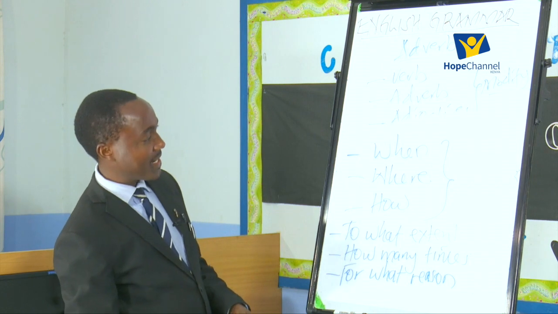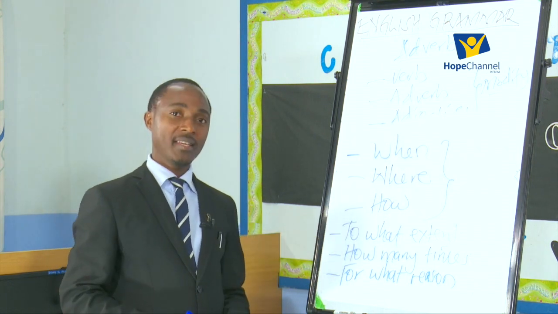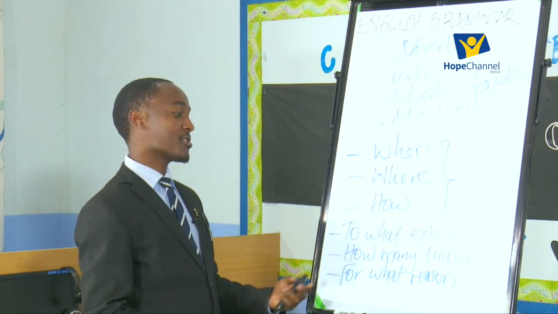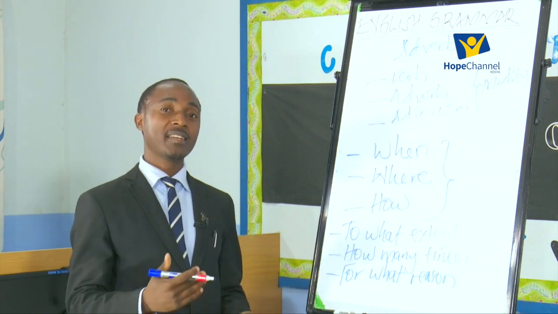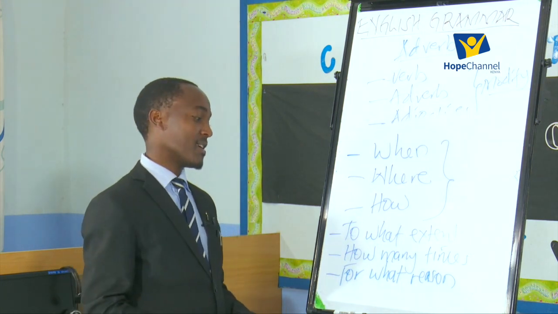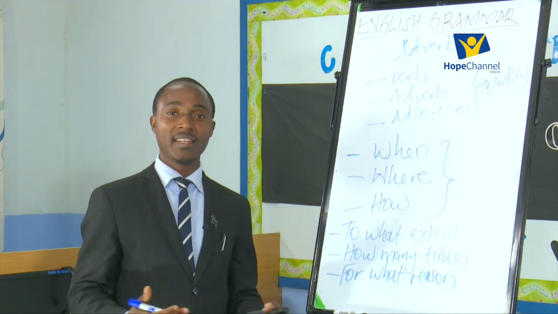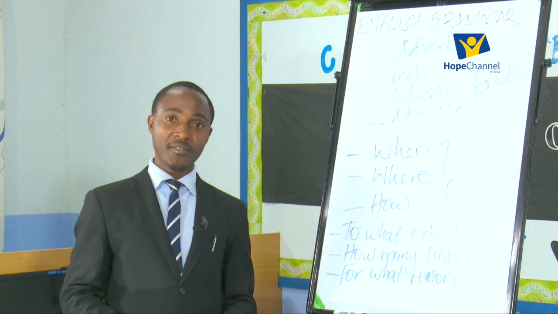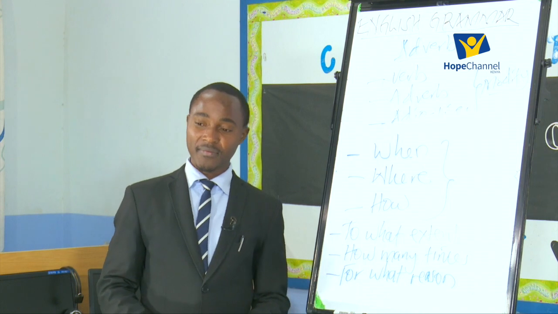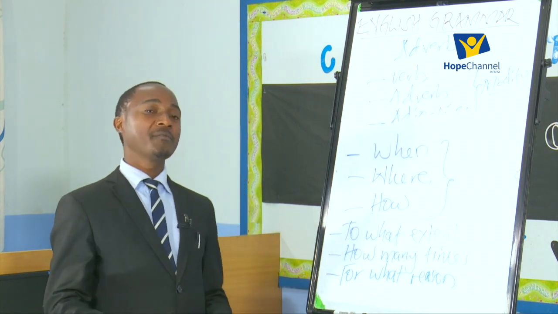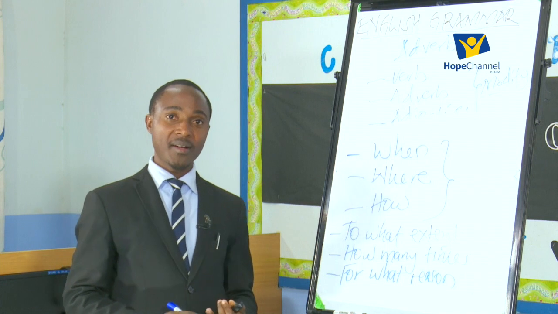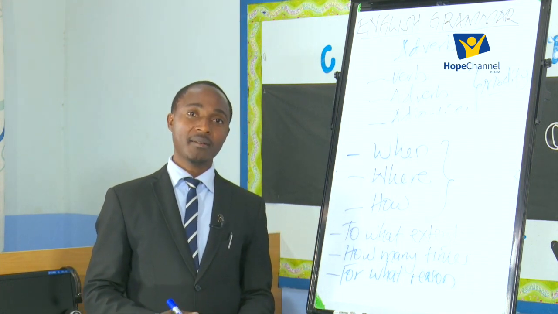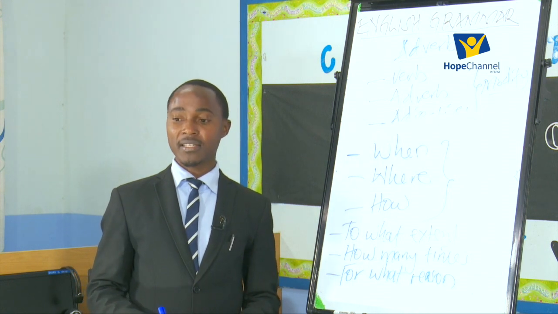So basically we have said adverbs tell us when, they tell us where, they tell us how something was done. They also tell us to what extent that something or that action was done. They also tell us how many times that action was done or is done. And lastly, for what reason that action is done. They give us specific information about time, place, frequency, among many other reasons that we use the adverbs in sentences.